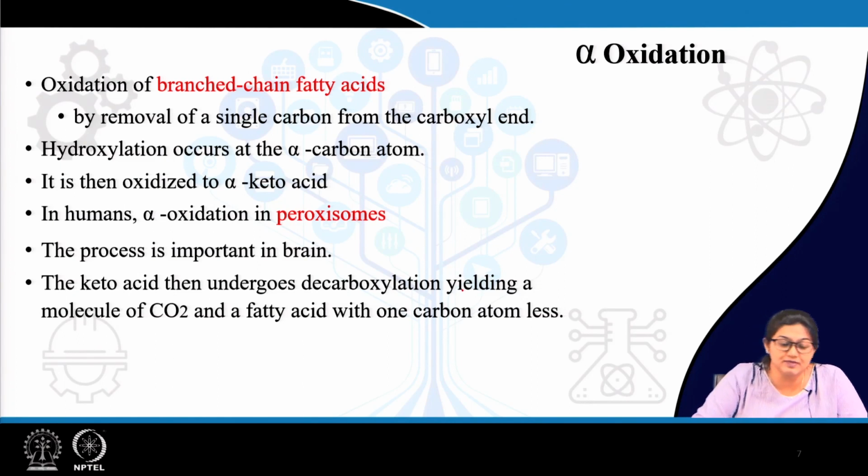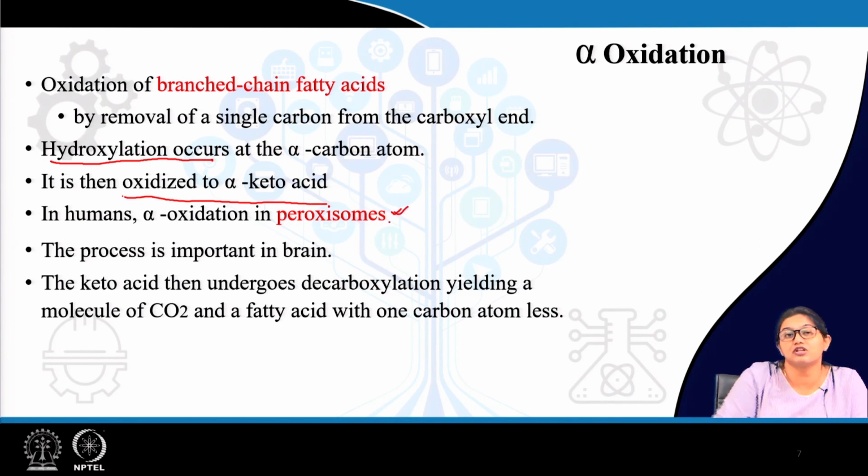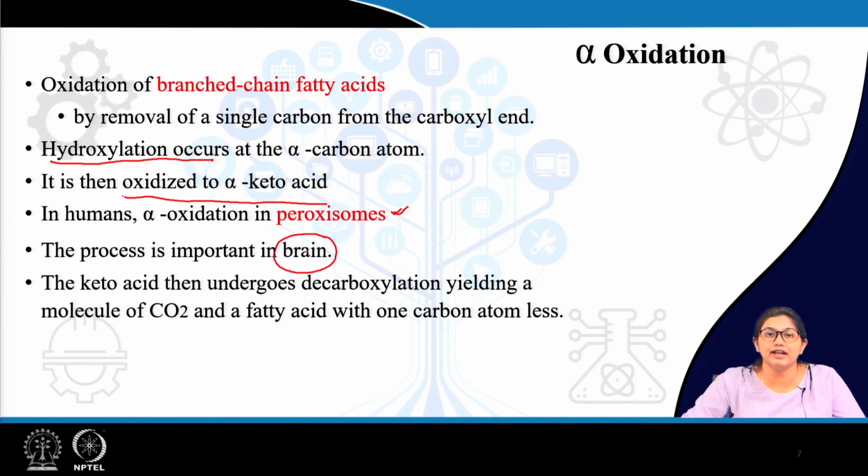Again, the important step in this alpha oxidation is hydroxylation of the alpha carbon, which is finally oxidized to an alpha keto acid. The alpha oxidation occurs mostly in the peroxisome, and the important organ here is the brain. Then the keto acid undergoes decarboxylation, releasing one molecule of carbon dioxide, which forms a new fatty acid which is one carbon less.